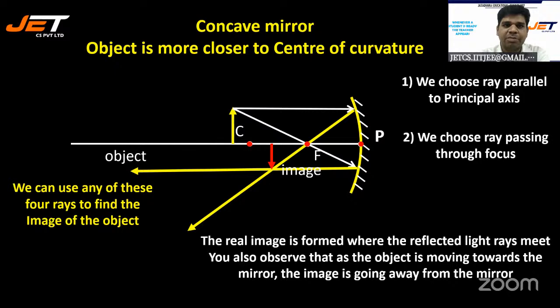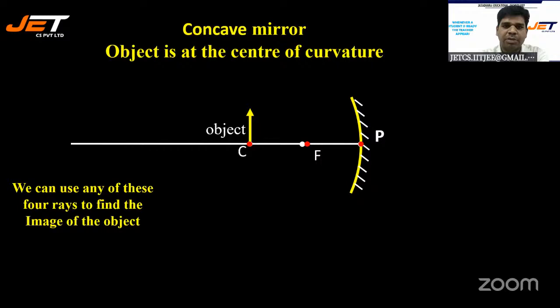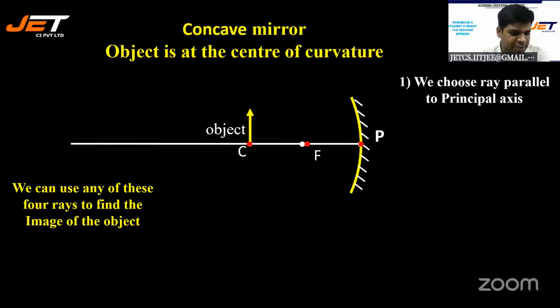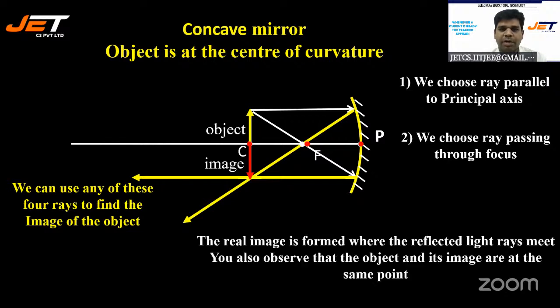Now let's look at the image when the object is placed at the center of curvature. When it is placed at the center of curvature, I'll again do the same thing. I'll choose the ray parallel to the principal axis, and another ray through the focus. I'll get an inverted image of the same size. Real, inverted, and the same size. That's the nature of the image. Again, observe that as the object is moving closer to the mirror, the image is going away from the mirror.